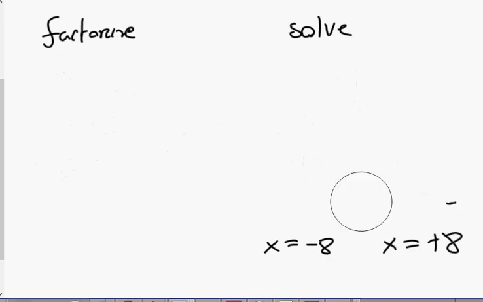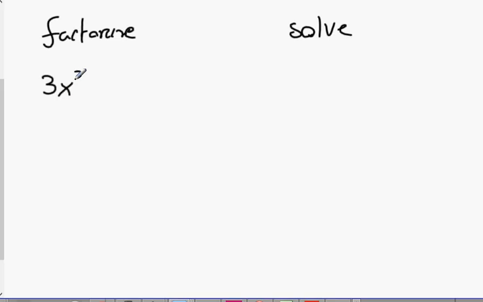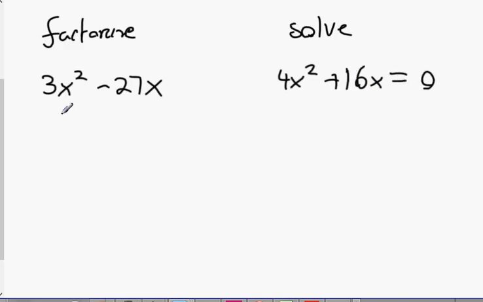I'm going to give you another one. Now, here's one like this. 3x squared minus 27x. What can you take out of both of them? 3x. Okay, now look at this. We can take out 3x and we get 3x into x minus 9. Because 3x by x is 3x squared, and 3x by minus 9 is minus 27x.